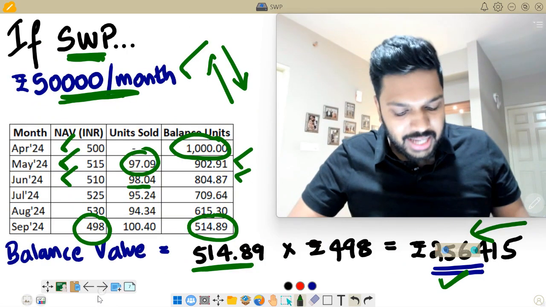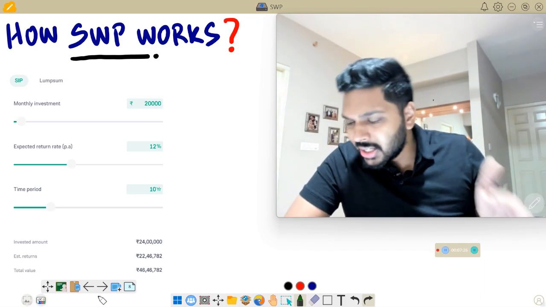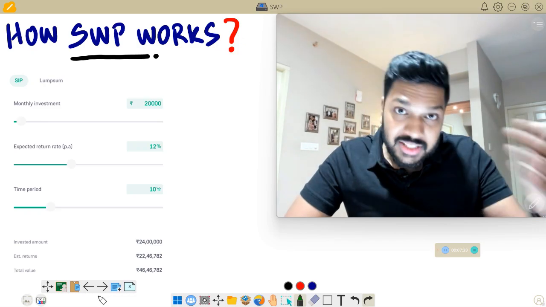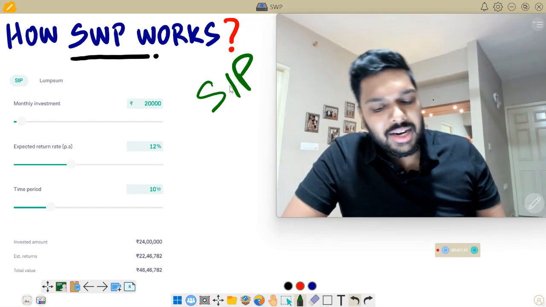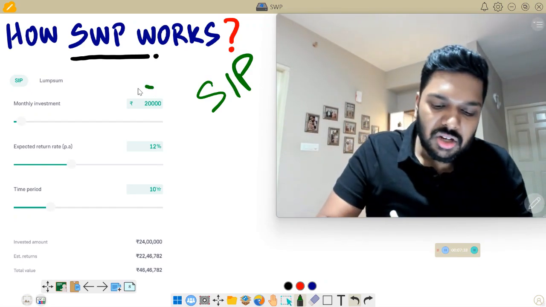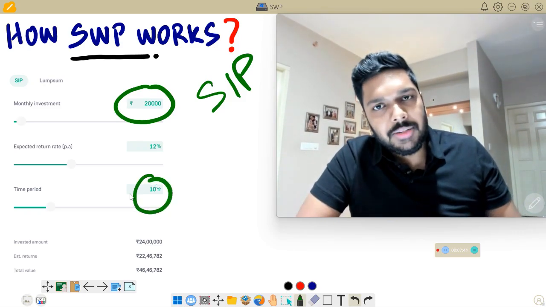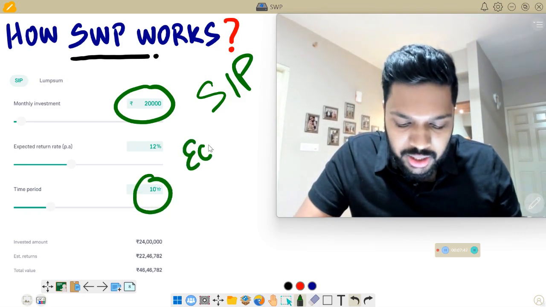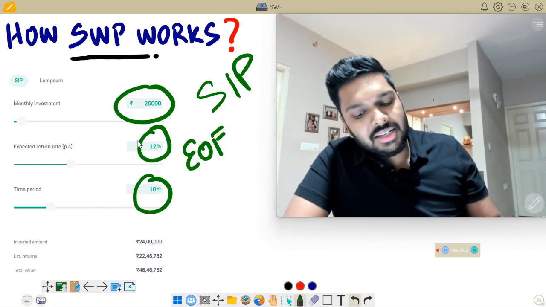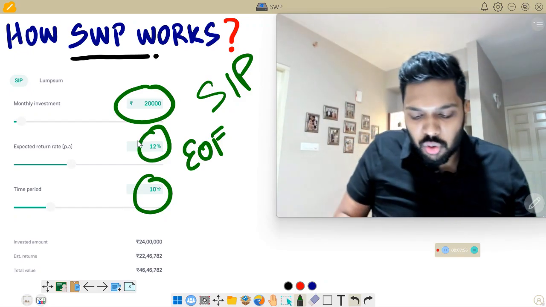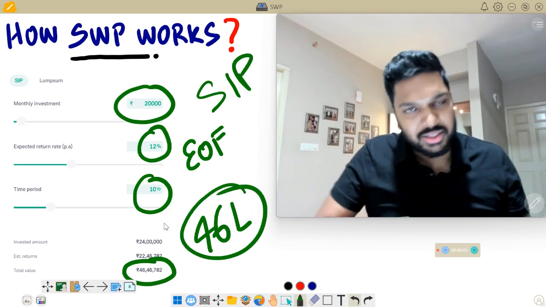Coming to the next topic, and that is, how does SWP or systematic withdrawal plan work? To understand how SWP works, let us first revisit the working mechanism of SIP. So I have for you an SIP calculator wherein I've taken the initial investment per month to be 20,000 rupees. And let's say you're doing the exercise for the next 10 years. The rate of return, say, in an equity oriented fund, is around 12% per annum. So 20,000 rupees per month for 10 years at 12% per annum will give you a closing corpus value after 10 years of around 46 lakhs of rupees.